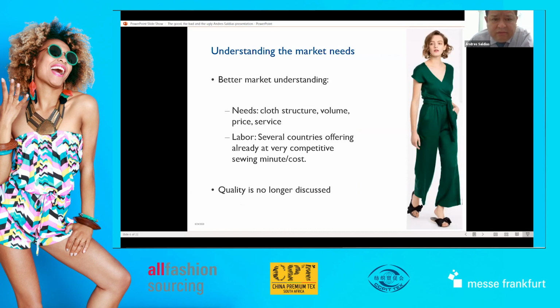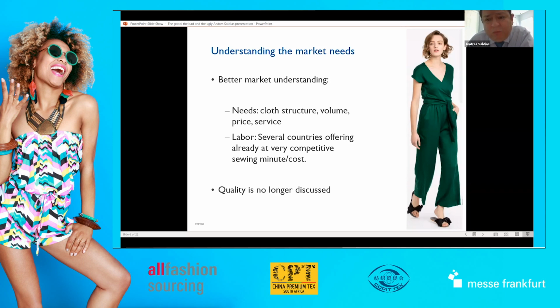As far as the buyer, again, cost structure, volume, price, and service are very big factors when choosing a vendor. Labor. Sometimes we believe that because we have a humongous amount of labor, very competitive, we are competitive, and it's not the truth. Several countries are already offering a very competitive sewing minute cost. You have countries that are doing 0.01 cent per sewing minute, countries that are paying a worker $65 a month. So there are multiple players in Central America, Latin America, Bangladesh, Vietnam, and so on and so forth that are providing labor. So what's the point?